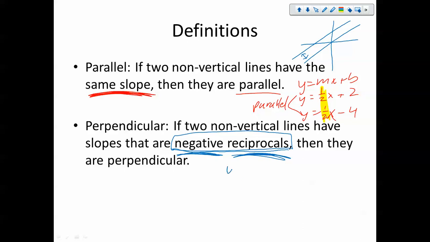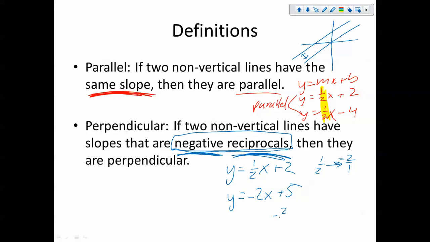So if one line has a slope of 1/2, the negative reciprocal of 1/2, we flip it for the reciprocal and we add the negative. So the line that is perpendicular to this one would be negative 2x plus 5, right? These don't matter. It's the slopes that matter. Negative reciprocal is you add a negative and you flip it.